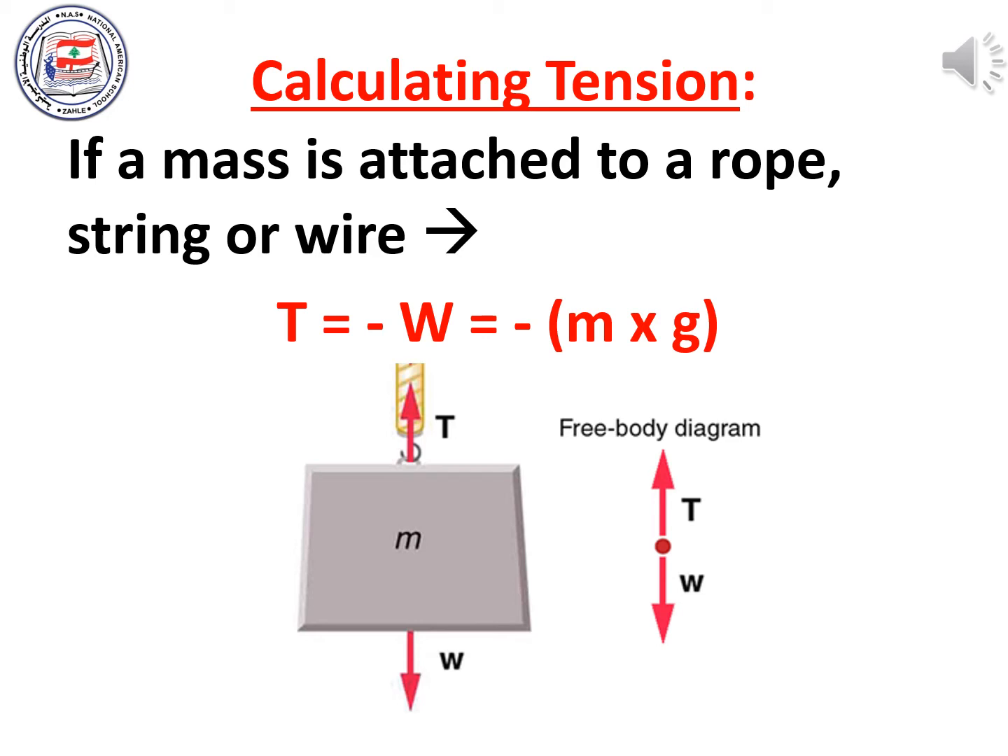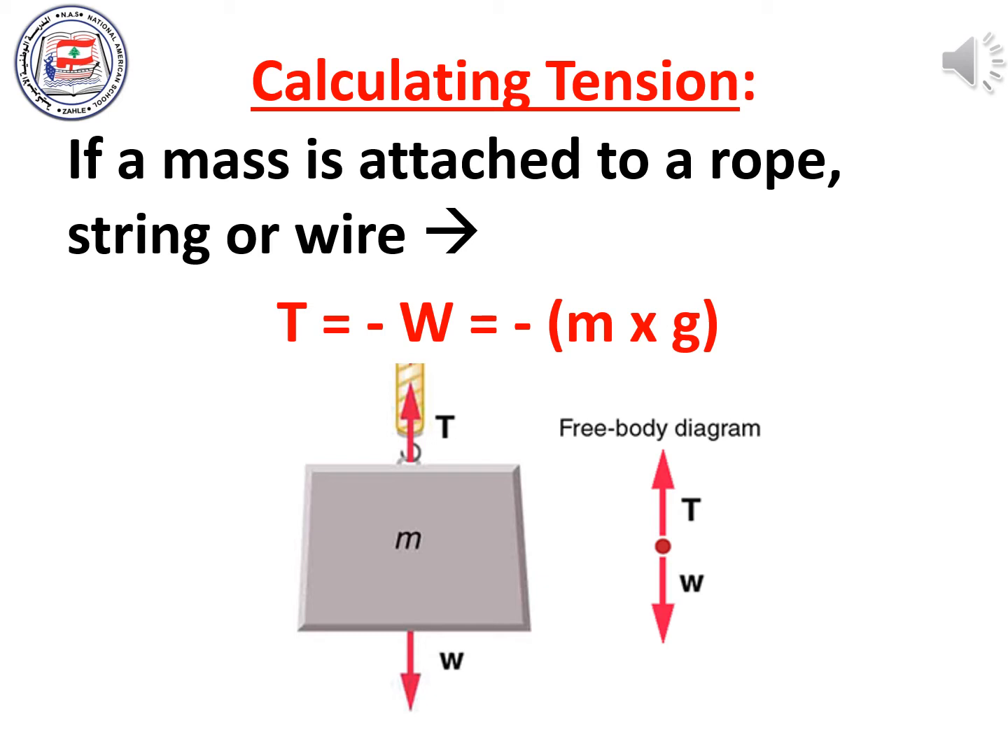So the force of tension, as you can see in the equation in front of you, is equal to negative W, which is the weight of the object or the mass that is attached to the rope, string, or wire, equal to negative m times g, where m is the mass measured in kilograms and g is negative 9.8 meters per second squared, of course, on Earth, unless I state otherwise.